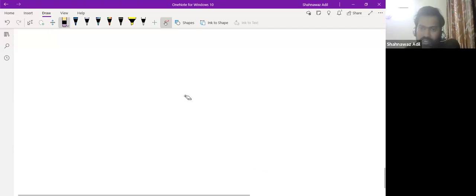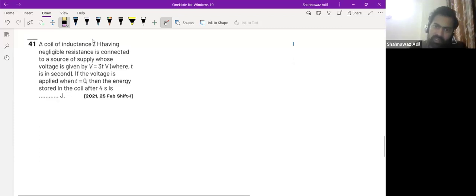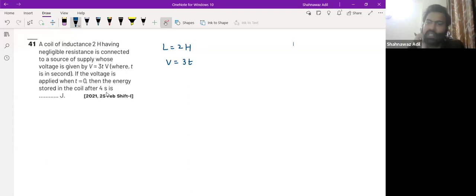Okay, so this is the question, and this will complete your chapter. You have a coil of inductance L, which is given as 2 Henry, and negligible resistance, connected to a source of supply whose voltage is given by 3t. If the voltage is applied when t equals 0, then what is the energy stored in the coil after 4 seconds?